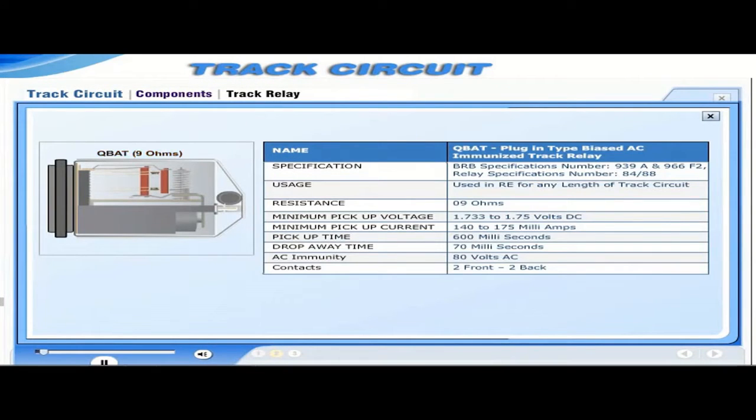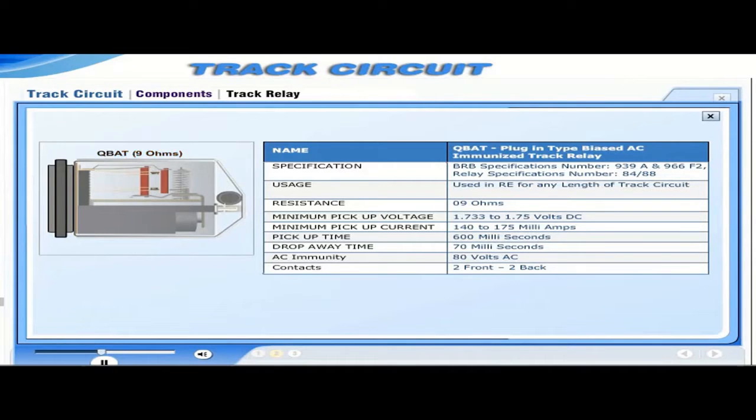Plug-in type biased AC immunized track relay. Specification: BRB specifications number 939A, 966F2. Relay specifications number 84/88. Is used in RE for any length of track circuit.